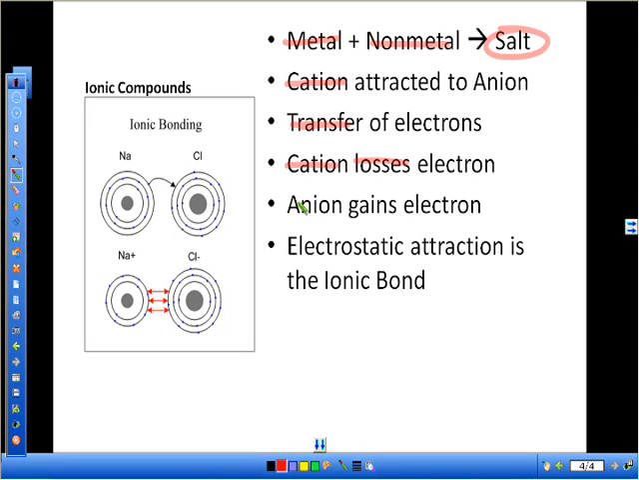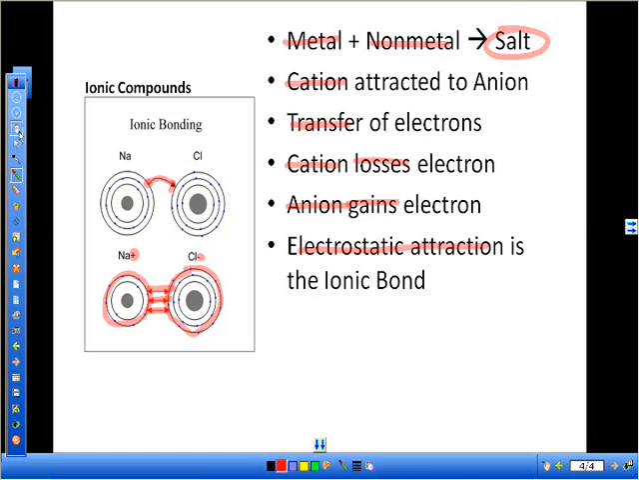So again, here we have sodium with one valence electron. It's going to transfer its one valence electron over here. Now the sodium drops down to the next lower energy level, which has 8. The chlorine, since it has gained an electron, now has 8. But since they've lost and gained electrons, they have a positive and negative charge, and that attraction is the ionic bond. The electrostatic attraction is the ionic bond.